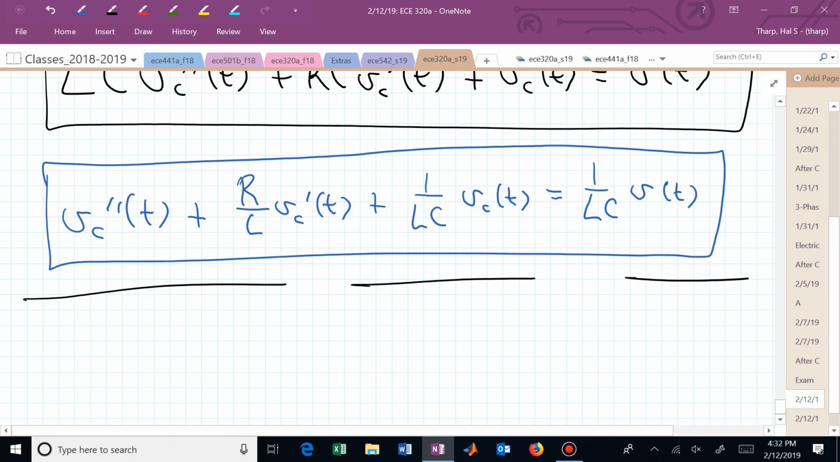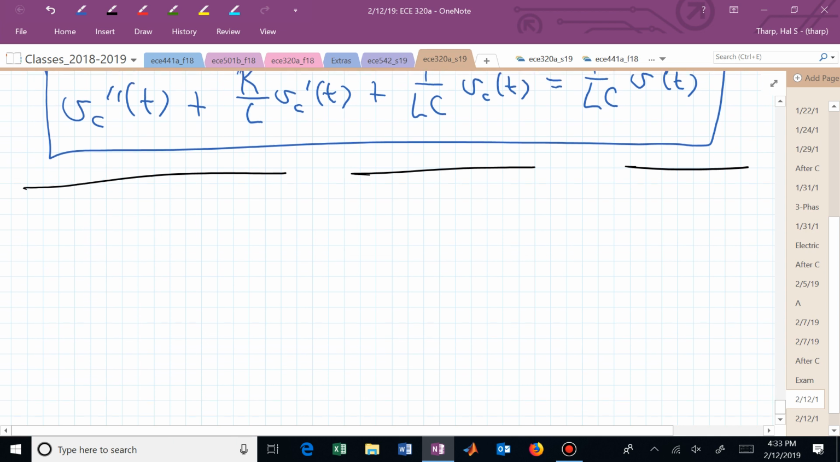So you did it for I sub L of t, for the inductor current. Well, I did the voltage, the KVL, but in terms of currents. KVL in terms of current. You should be able to find other equivalent expressions for this circuit. We could have written it as two coupled first order differential equations, one in terms of the first derivative of I sub L and one in terms of the first derivative of V sub C.